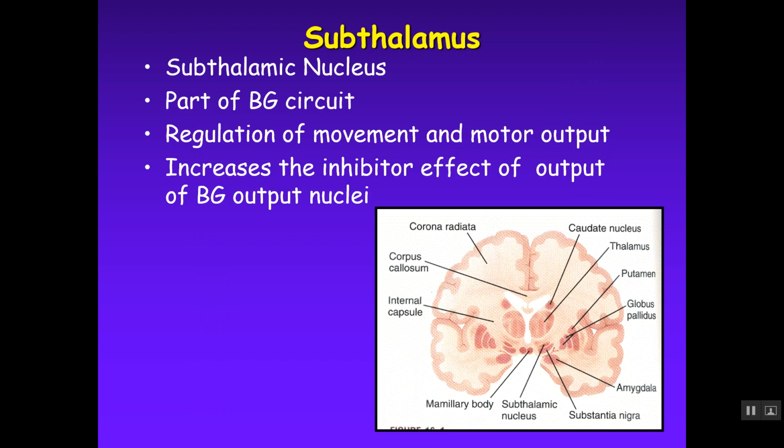Subthalamic nucleus, you already know this. It's part of the basal ganglia circuitry. It increases the inhibitory effect of the output of the basal ganglia output nuclei. Sorry, it's part of the indirect loop. And the subthalamic role in that is to help the indirect loop inhibit motor output. That's why when we have damage to the subthalamic nucleus, you get too much movement, okay?